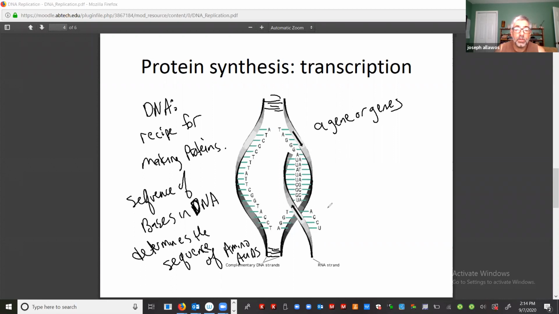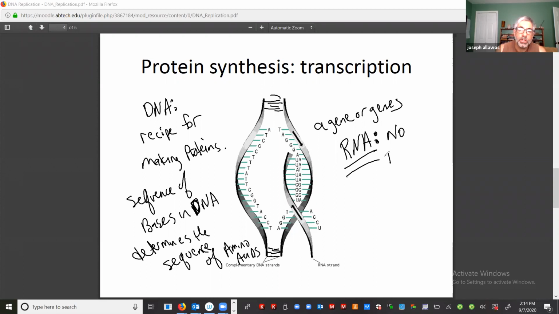The way that it's copied, what we call transcription, is done by the other nucleic acid that we haven't really talked about, which is RNA. So RNA is going to come into the picture. And here's the thing about RNA that you might as well just get in your head.